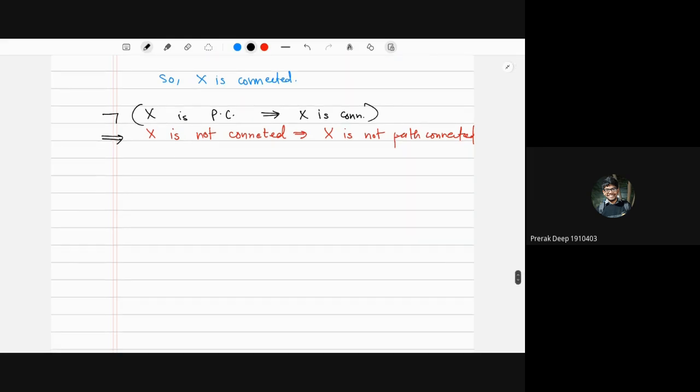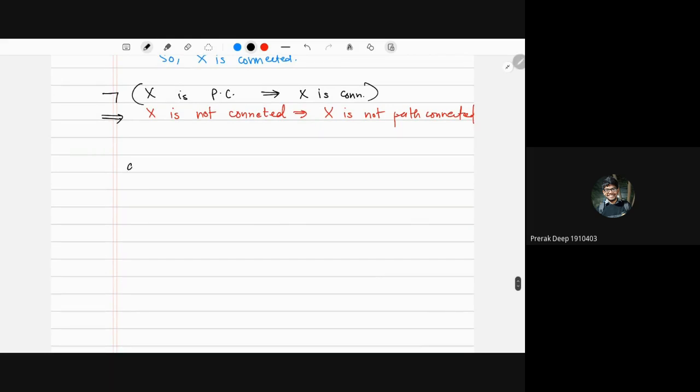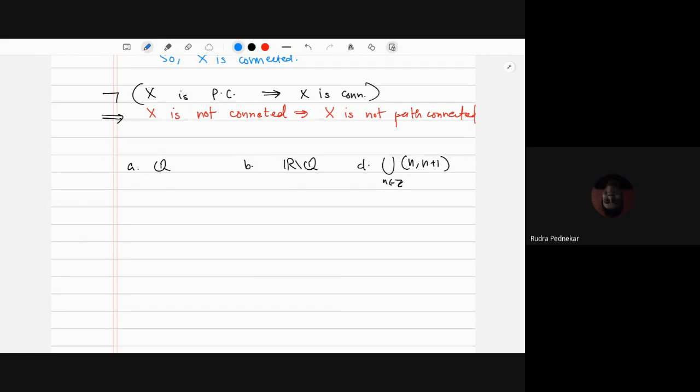So option A is Q, option B is R minus Q, and option D was the union of the intervals varying over Z. Now if any of these sets is not connected, then it can't be path connected. Is this argument fine? Yes, sir. Good. So we just need to say that A is not connected.